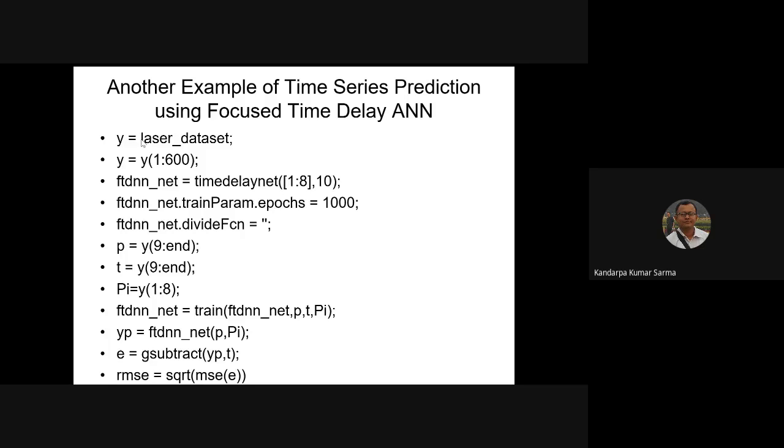We can see here that we have taken a data set from the MATLAB repository. We have taken 600 data points. Then we have configured the time delay network with delays between 1 to 8. We have taken 10 neurons in the middle layer, and we have fixed 1,000 cycles for doing the training.